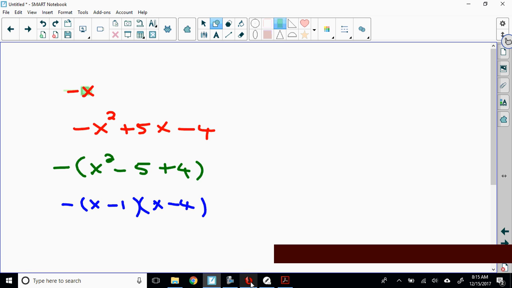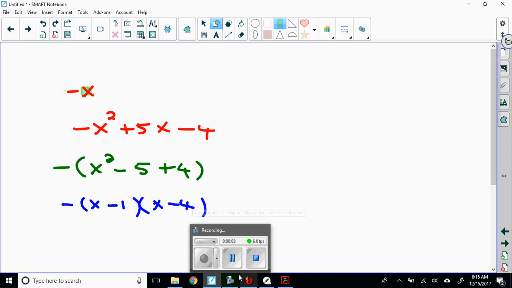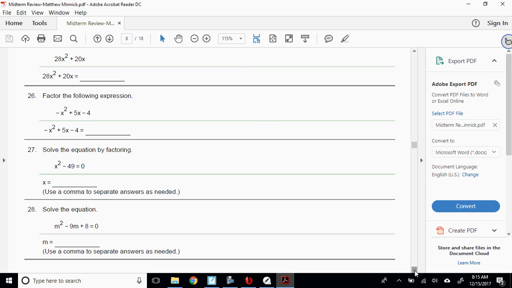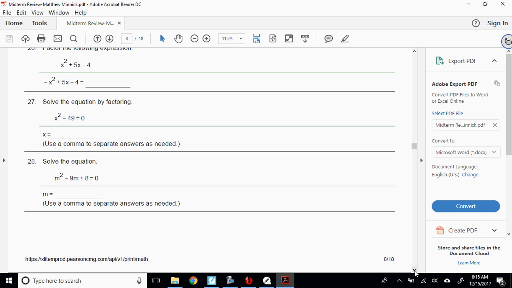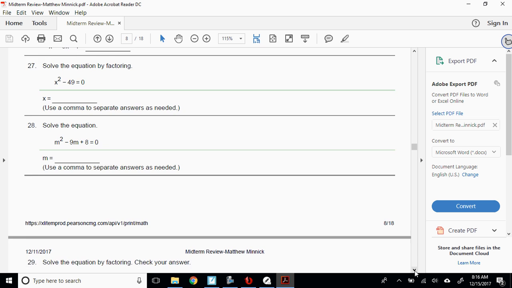27, you might look at 27 and say that's just like 22. Well, no, not really. It's similar, but it's not just like it. 27 factors into x plus 7 and x minus 7, but then you got to answer it, and the answers are negative 7 and positive 7. 28 factors into m minus 1 and m minus 8, but the solutions are 1 and 8.